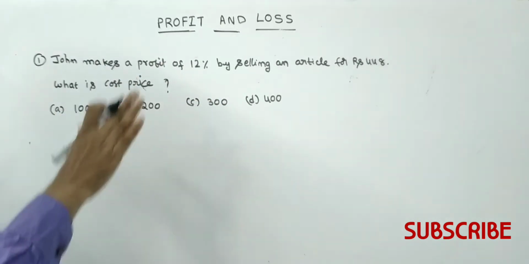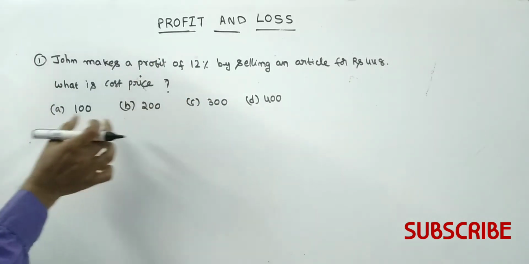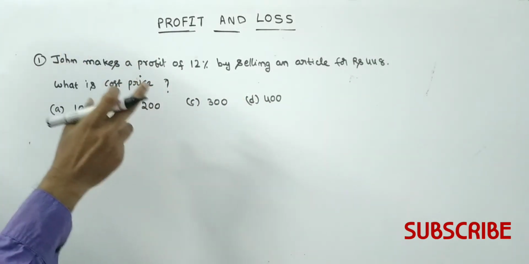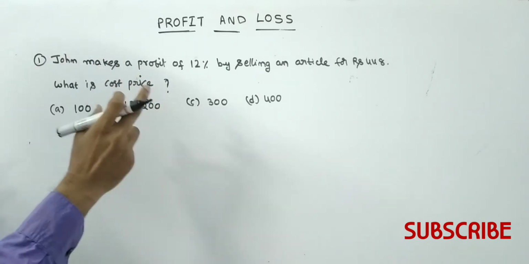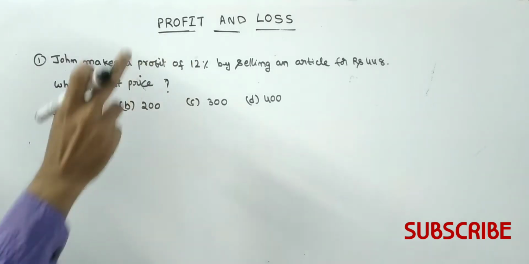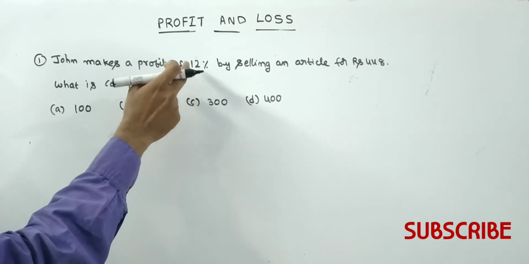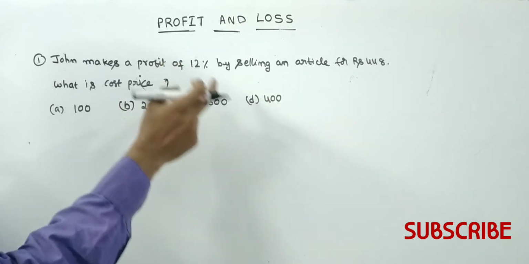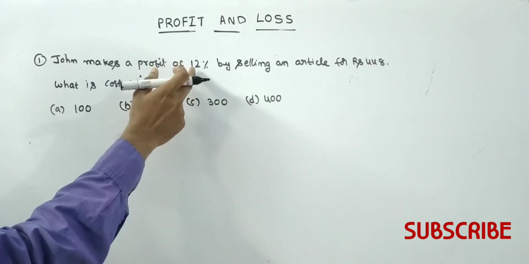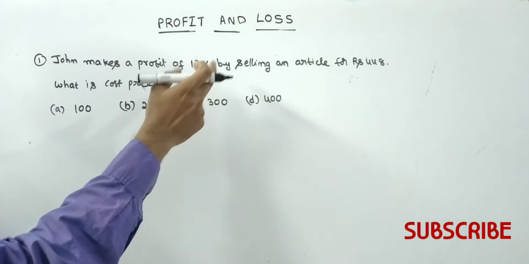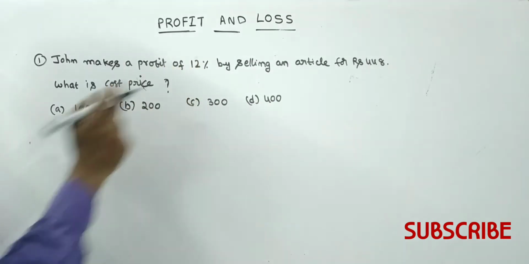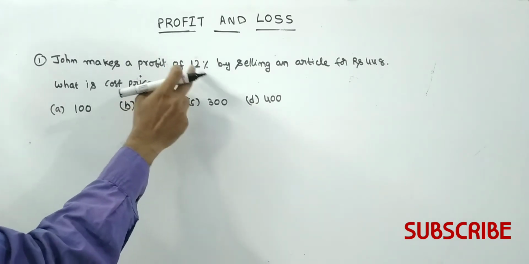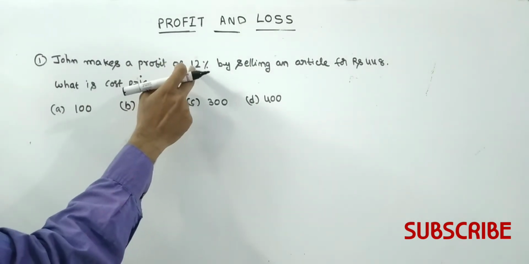See friends, no need to go to the procedure also. This is the cost price. From the starting onwards, what I am telling you, we should compare the profit percentage or loss percentage against the cost price only. 12% profit on what? On the cost price he got. Selling price is 448. He got 12% profit on the cost price.